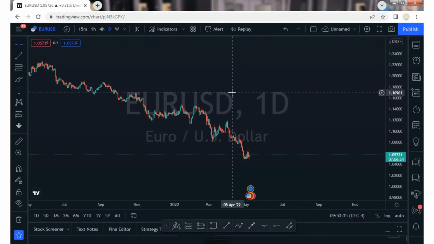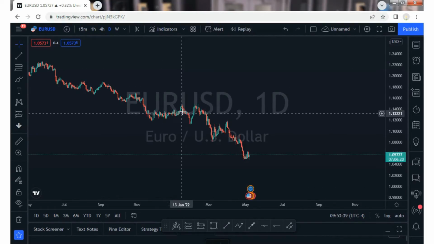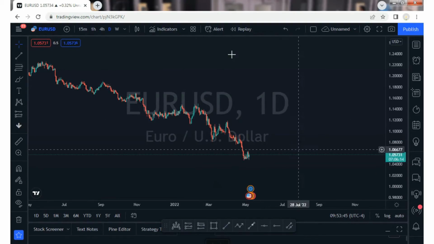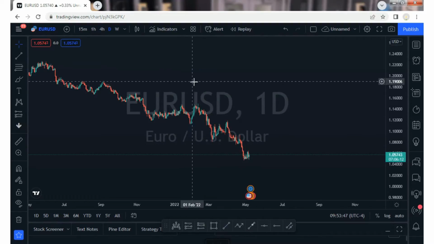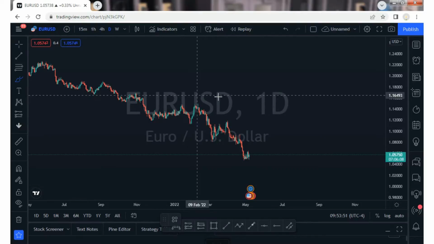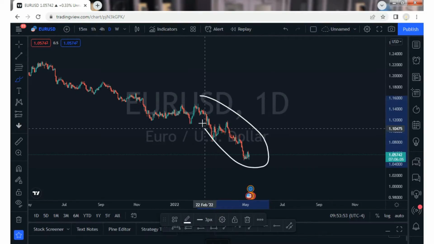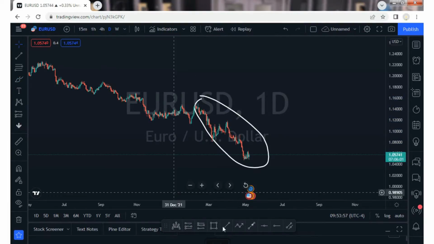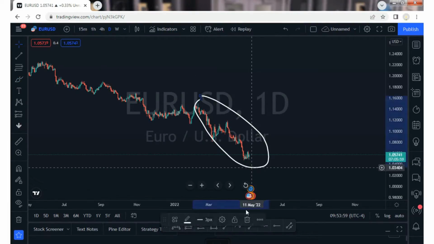The second thing I'm going to do is identify the trend of the market. Is the market in an upward trend? Is the market in a downward trend? Now I can see EURUSD on the daily time frame is currently in a downward trend. You can see the market's moving this way. The market is moving downward, right? So I'm gonna take this off.